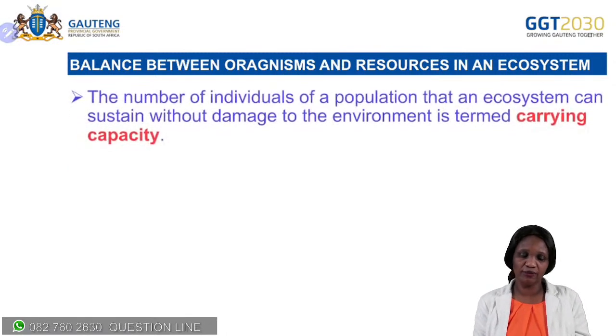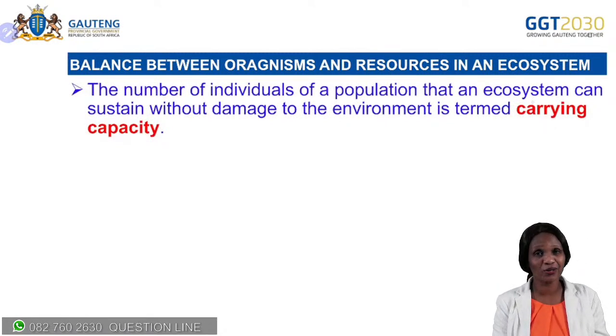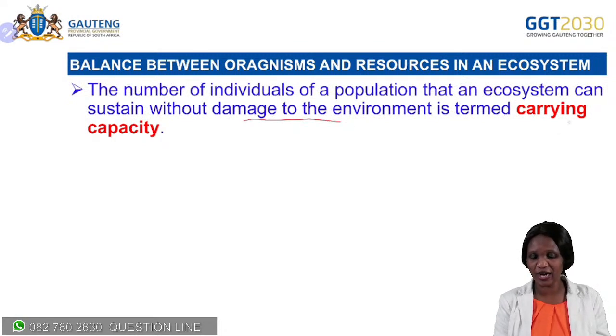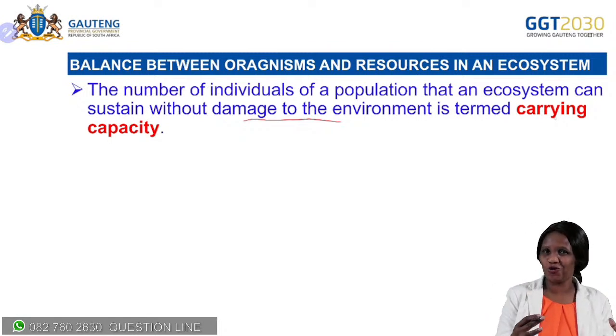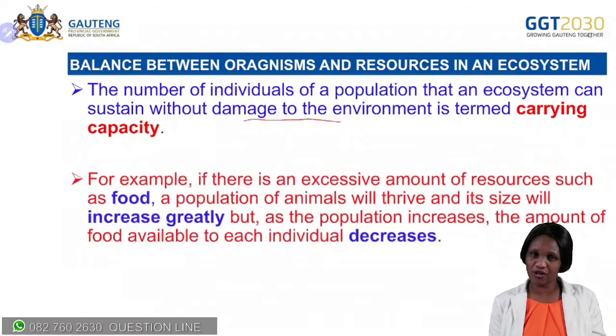Let's move on. The number of individuals of a population that an ecosystem can sustain without damage to the environment is termed what? Is termed a carrying capacity, all right. An ecosystem has got a carrying capacity depending on what is there, depending on food. All right. And then let's move on.